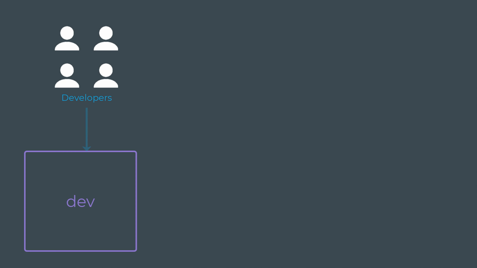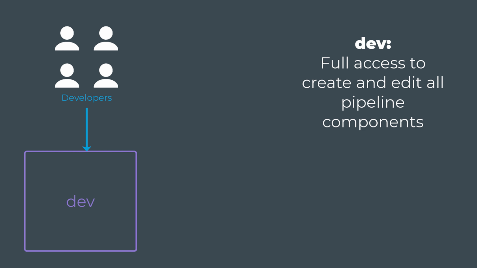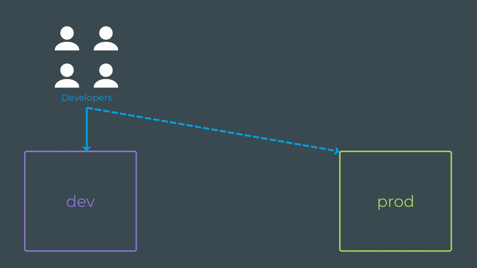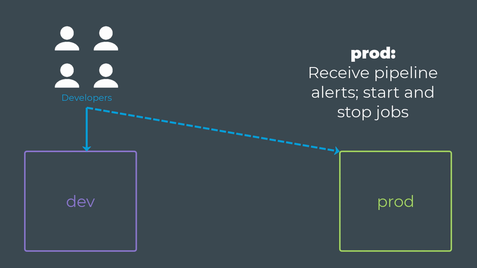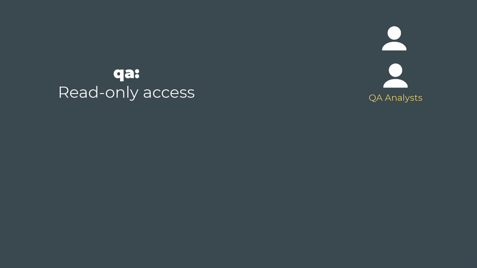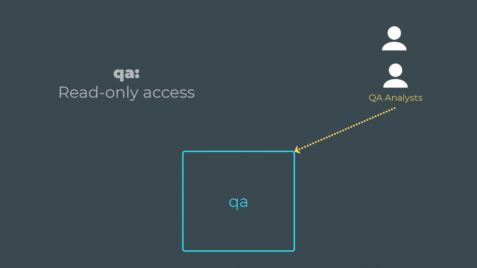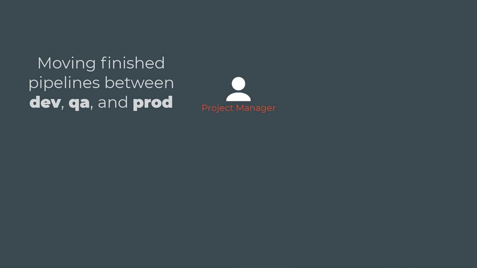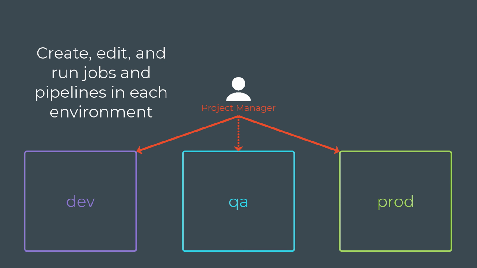Our developers need access to the dev environment, and they require full access to create and edit all of the required components for the pipelines. They will also need to be alerted when there is an error in the production pipeline and have editing rights to update the pipeline and start and stop jobs. The QA analysts only need read-only access to the QA environment. Our project manager is responsible for moving finished pipelines from one environment to the next, so he will need the appropriate access to create, edit, and run the jobs and pipelines in each of the 3 environments.